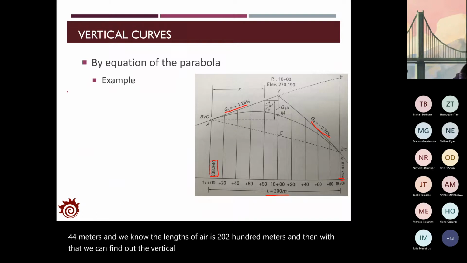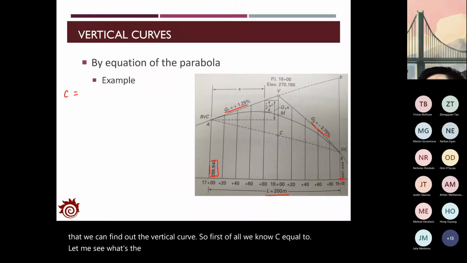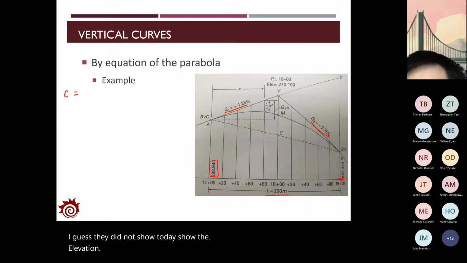So first of all, we know C is equal to, let me see, what's the C equal to, the elevation of point V. I guess they did not show. Do they show the elevation? No, it's not showing the elevation here.